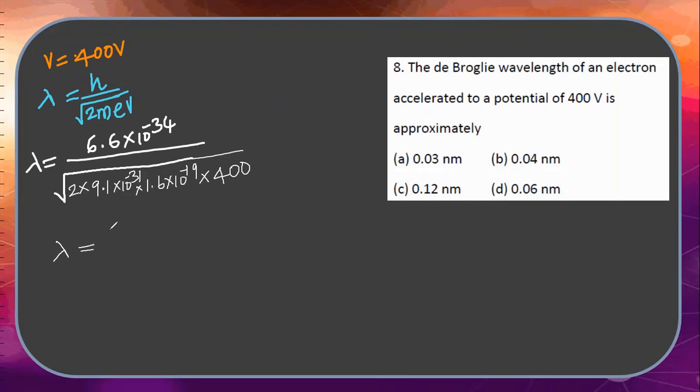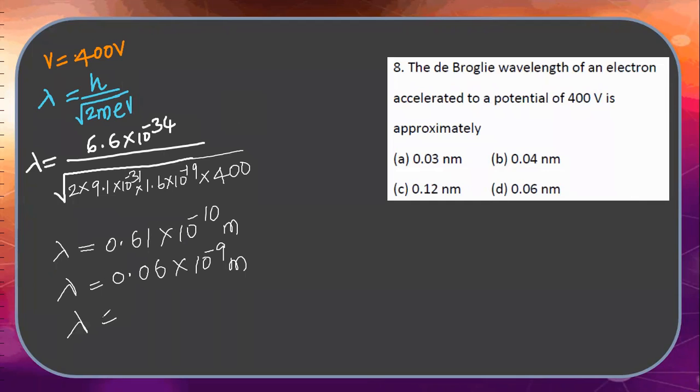Therefore, lambda is equal to 6.6 into 10 power minus 34 divided by this one. On simplifying this, we will get 0.61 into 10 power minus 10 meters. That we write as lambda is equal to 0.06 into 10 power minus 9 meters. Then lambda is 0.06 nanometer. This is a lengthy calculation, you have to do that.